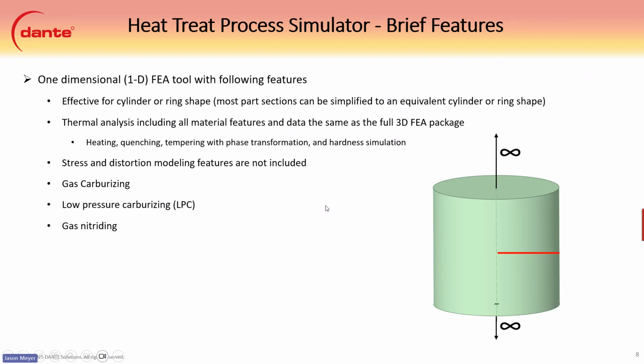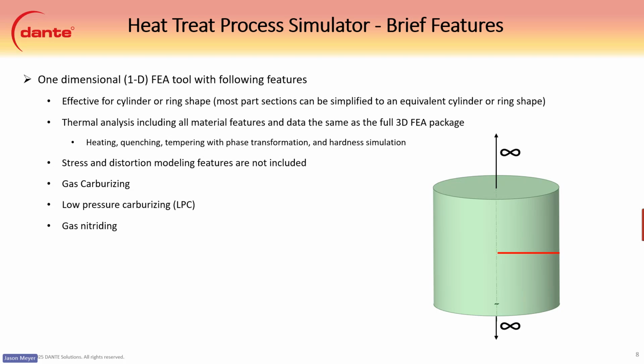And the reason I want you to notice that is because Heat Treatment Process Simulator, HTP Sim, uses the 1D FEA tool. It uses this simplification to where everything can be simplified down into a cylinder or a ring-shaped geometry. And these features include the heat treatment features like quenching, tempering, and phase transformation and hardness simulation that the full DANTE FEA package has. But it does not have the stress or distortion modeling features because it's really only a 1D simulation. We'd have to have another axis in order to include distortion and stress in our simulations. So what's good is we can do not only the thermal processes, but we can also do chemical processes.